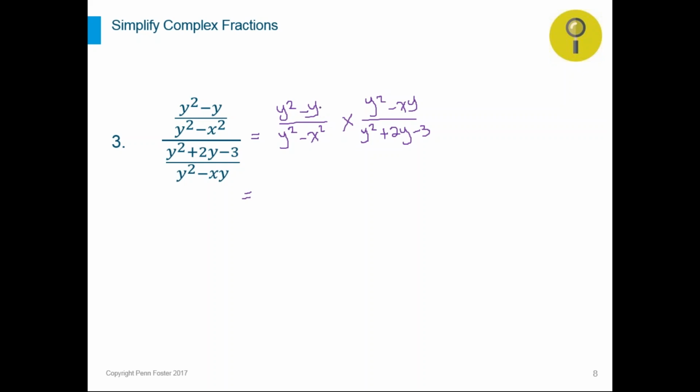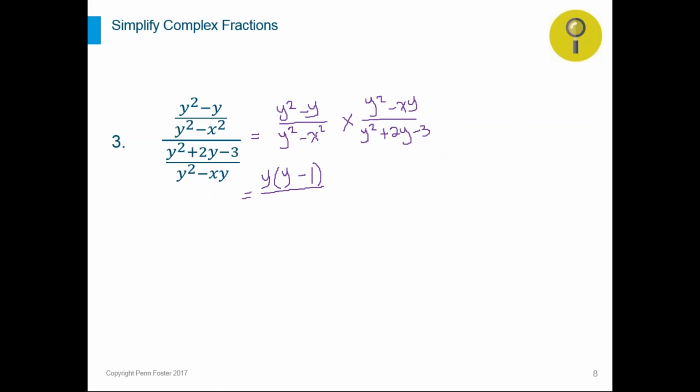So y squared minus y, it's a binomial. So I am able to take out y as a common factor. So divide y squared over y will give you y, minus y over y is a 1. I factored out the first numerator over y squared minus x squared.